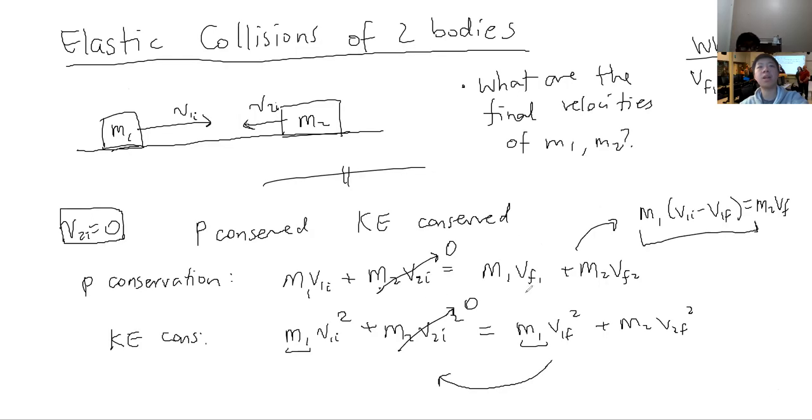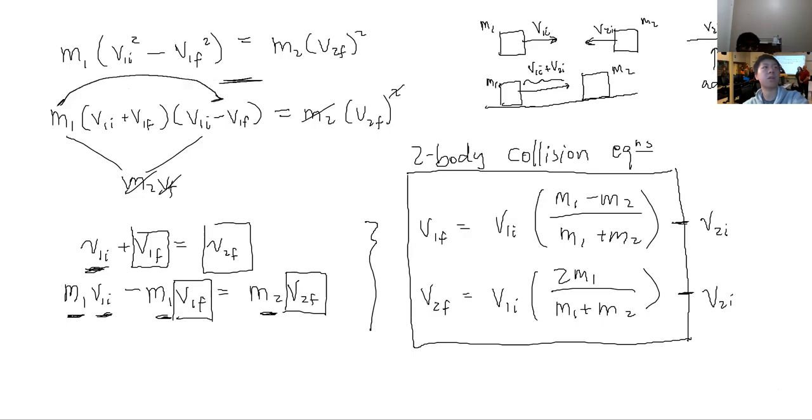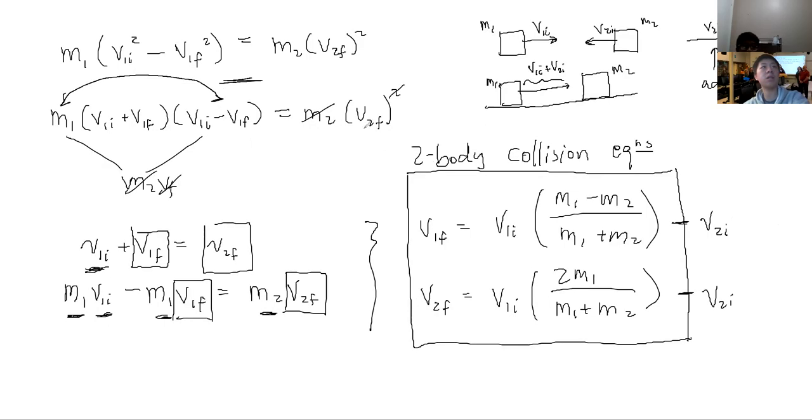And then we factored out the difference of squares into Vi plus Vf and Vi minus Vf, right? But then we saw that we can manipulate the conservation of momentum equation into M1 times Vi minus Vf, which is something we can find over here, right? So then what I did was I replaced this term with M2Vf because I know they're equivalent from momentum. And then finally we get from here to here, because these two are now gone, they canceled. So V1i plus V1f, which is what's left on the left side, is equal to V2f, which is what's left on the right side.